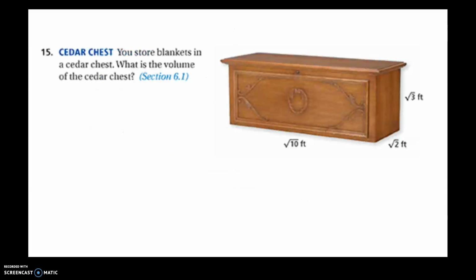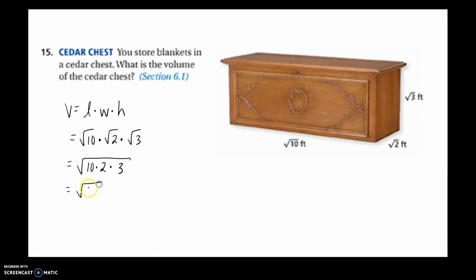All right, and then the last one: you store blankets in a cedar chest. What's the volume? So the volume of a rectangular prism is length times width times height. The order in which we multiply them does not matter. So I have the square root of 10 times the square root of 2 times the square root of 3. Because I'm multiplying these, I can write 1 square root. Now that rule doesn't apply with plus signs, but that'll be a later lesson. So this gives me the square root of 60.